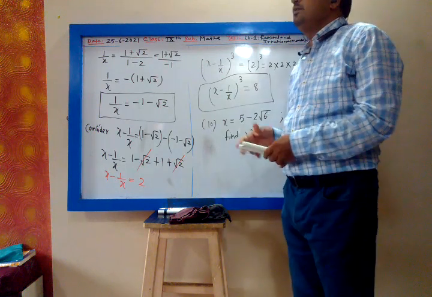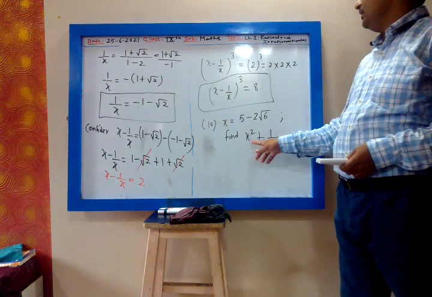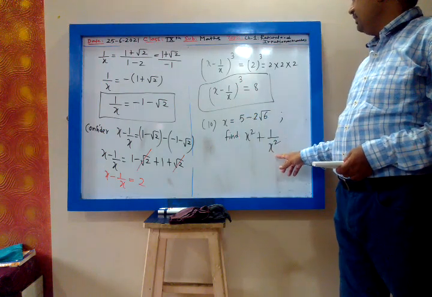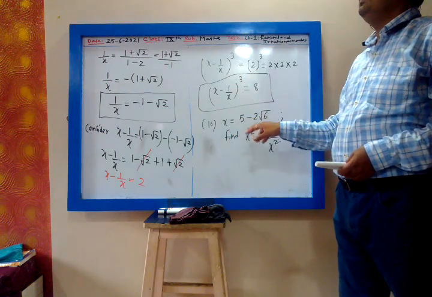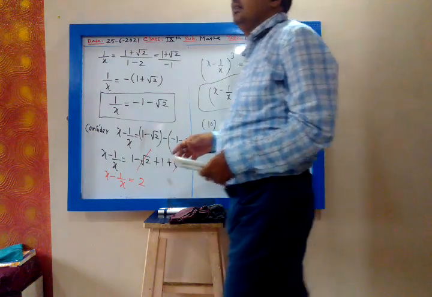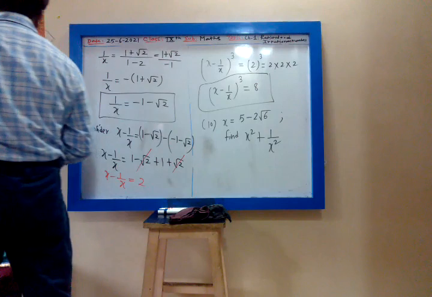Now what do students do in the examination? They find square of this, then they take reciprocal and then they add, then they simplify. This calculation becomes complicated. So don't.